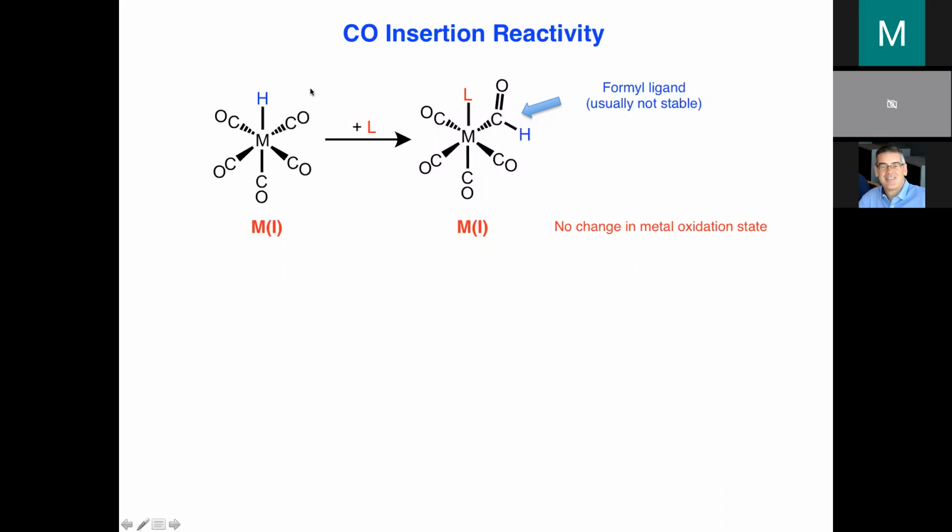Another thing to point out is that this is a process that occurs with no formal change in the redox state of the metal. Okay, so in electron counting formalisms, this formyl is going to be counted as an anionic ligand, just as the hydride is. So in both cases here, these would be metal centers with a formally +1 oxidation state.